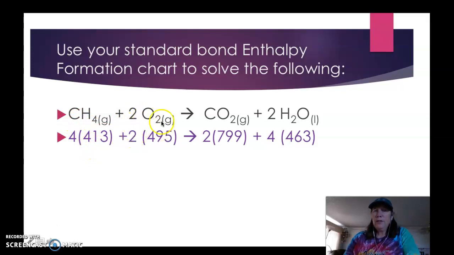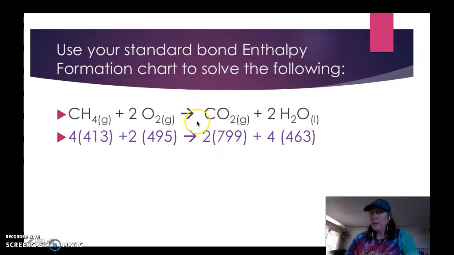Then I put 2 here, and oxygen is specifically listed on your chart. It's 495. Oxygen forms a double bond, but it's right in there. And since there's a 2 here, 2 times that. Here I have carbon dioxide. Carbon dioxide forms a double bond with O, so there are 2 of them because it's O2. So that's where the 799 comes from. This is a double bond O, and since there are 2 of them, that's why I had to multiply by 2.